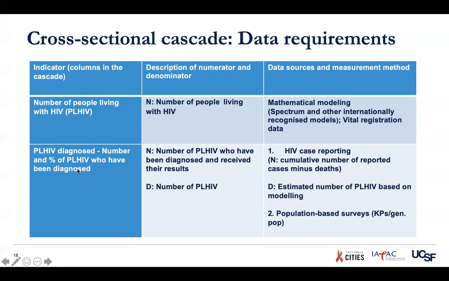The next element is the number and proportion of people who've been diagnosed with HIV and who are alive. And then there's this other consideration about who has received their results, who actually knows they're infected, as opposed to people who've been picked up in mass screening programs and may or may not know that they've been infected. So the numerator is the number of people living with HIV who've been diagnosed and who have received their results, and the denominator is the number of people living with HIV. The same one is up in here. We get these data from HIV case reporting, from estimated numbers of people living with HIV through modeling, that's the denominator, and from population-based surveys, like the population-based HIV impact assessments, the PHIAs, or the demographic and health surveys.